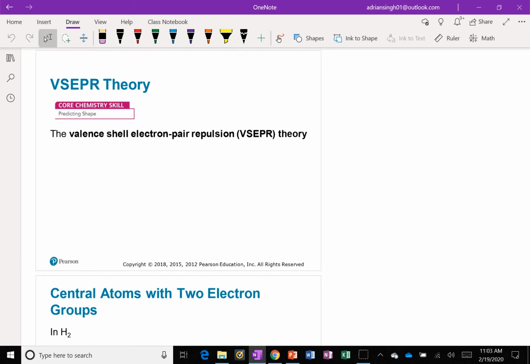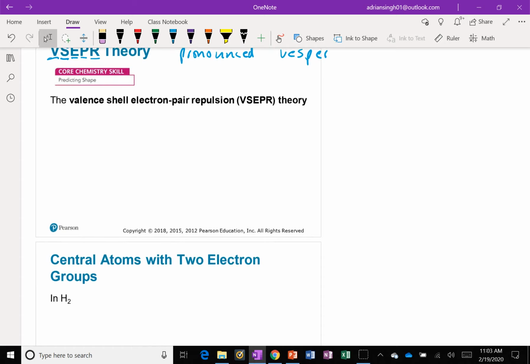And when it comes to shape, there's a theory in chemistry that we use to predict the shapes of molecules known as VSEPR, which stands for valence shell electron pair repulsion theory. I know it's not spelled that way, but it's pronounced VSEPR theory. Instead of saying the whole phrase, valence shell electron pair repulsion, we just say VSEPR theory. So the basis for VSEPR theory is as follows.